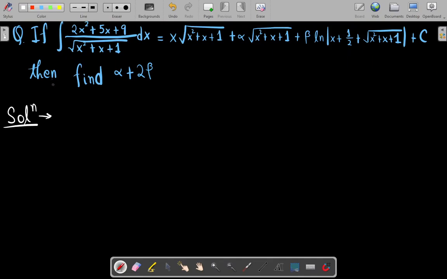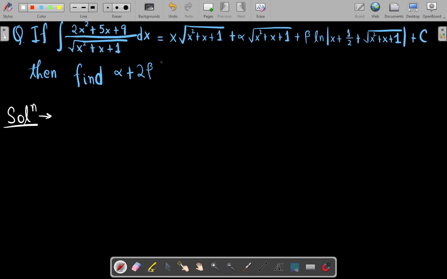Hello everyone. In this question we are given that the integral of (2x² + 5x + 9) upon the square root of (x² + x + 1) dx is equal to x times the square root of (x² + x + 1) plus alpha times the square root of (x² + x + 1) plus beta times the logarithm of the absolute value of (x + 1/2 + the square root of (x² + x + 1)) plus C. Then we have to find the value of alpha plus twice beta.